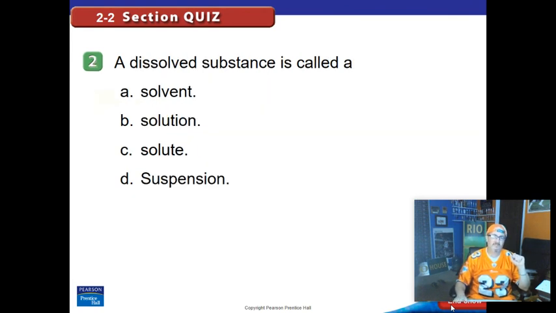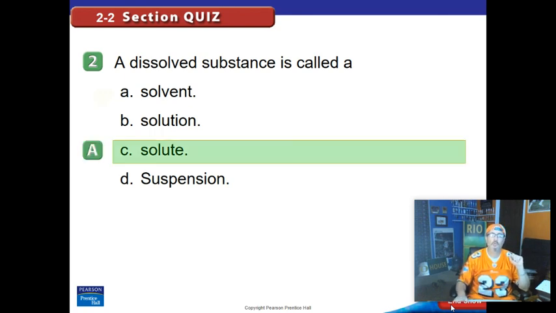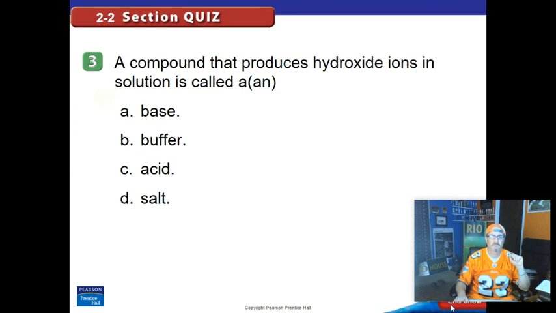A dissolved substance. What is salt when we put it in hot water? What's sugar when we put it in hot water or hot coffee? That is the solute. The two Utes. Sorry. That's a movie from back in my day that you probably have no idea about.